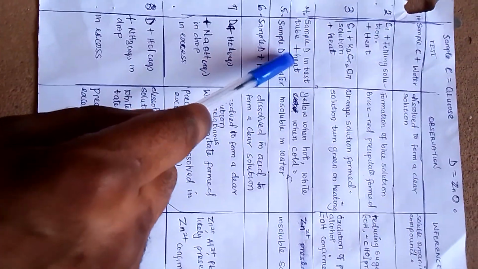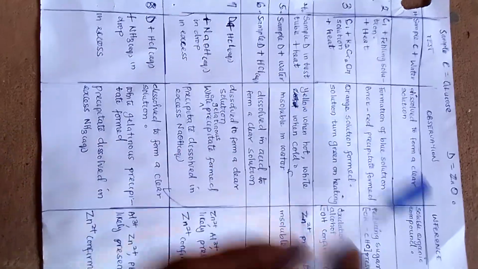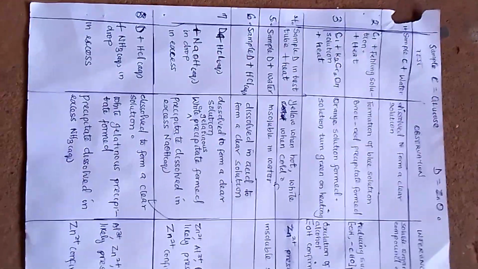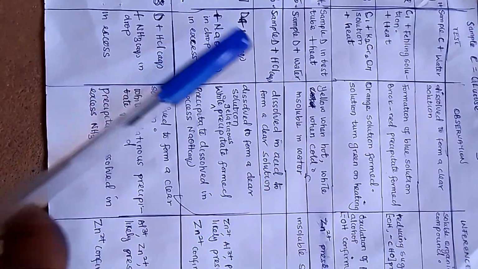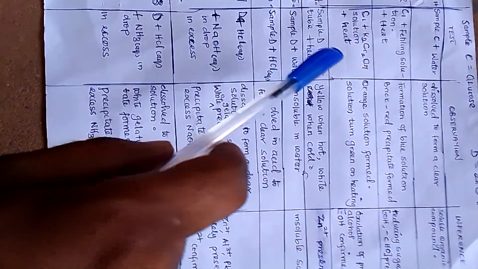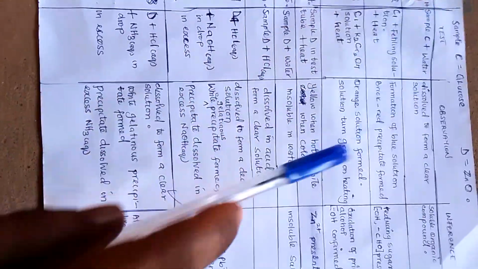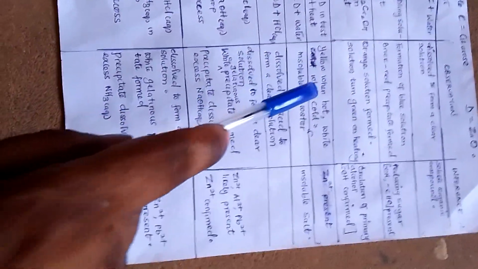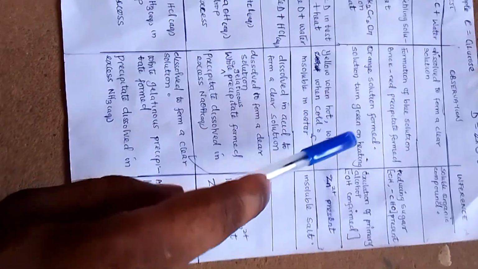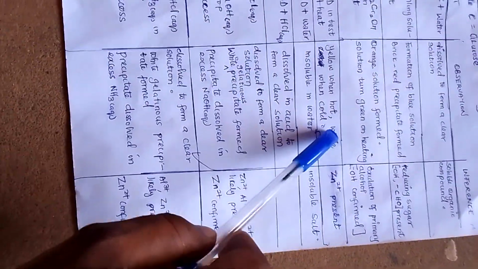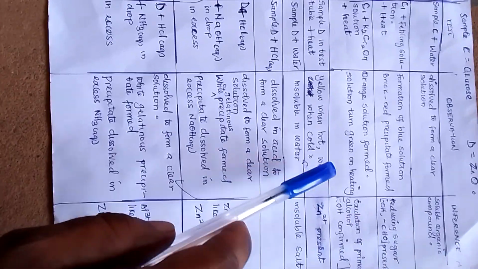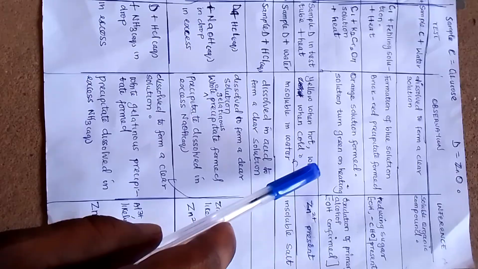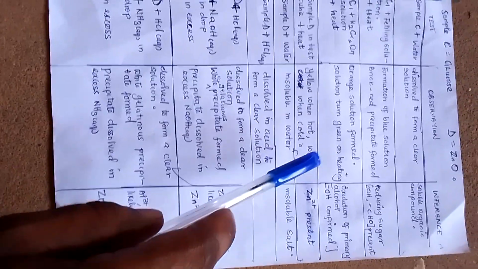That's sample D, which is the zinc oxide. So when you look at the zinc oxide, the question might come that you should put sample D in a test tube and heat. When you heat sample D, we have yellow when hot and white when cold. That's yellow when hot and white when cold. And this is one of the properties of zinc oxide. Zinc oxide is actually an amphoteric oxide.